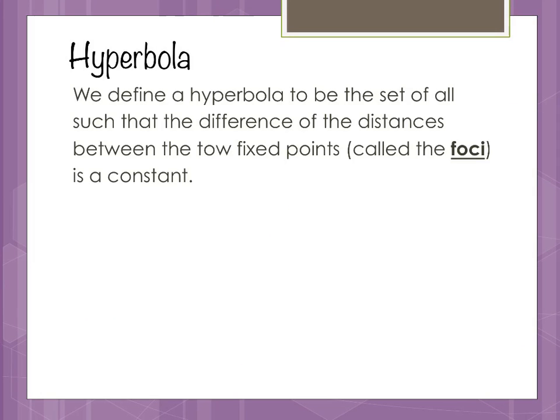Okay. Next one is a hyperbola, and we're going to approach this from the same perspective, but we don't have the weirdness of the labeling going on in this one. We define a hyperbola to be the set of all points such that the difference of the distances between the two fixed points, called the foci, is a constant. The key idea here is that we're talking about the difference instead of the sum. When we did the ellipse, we used sum, and here we're using difference.